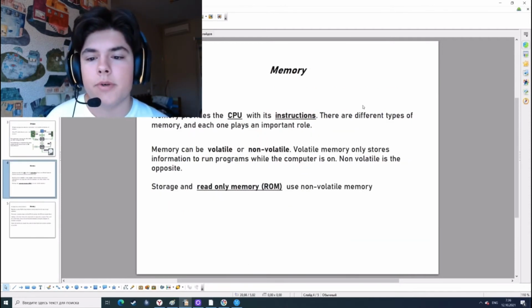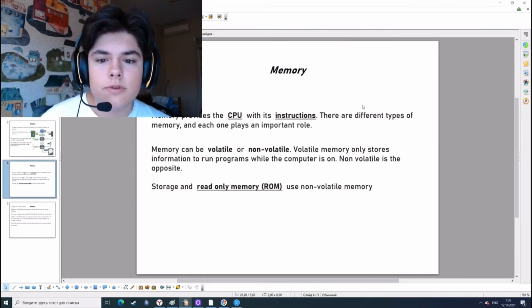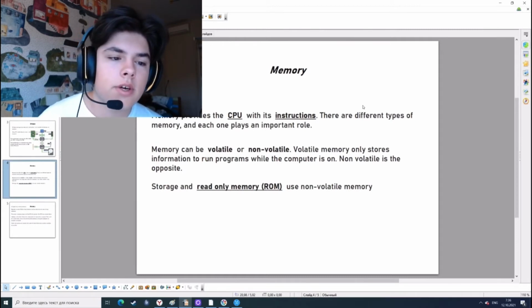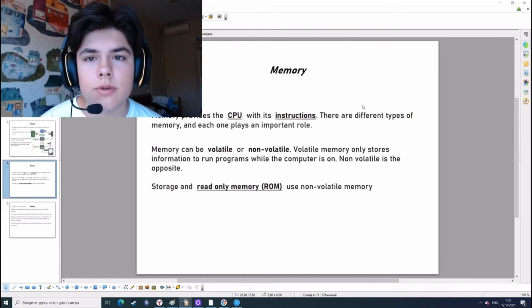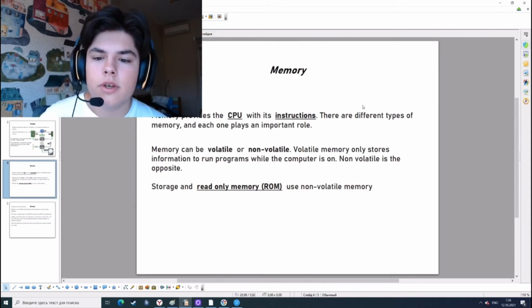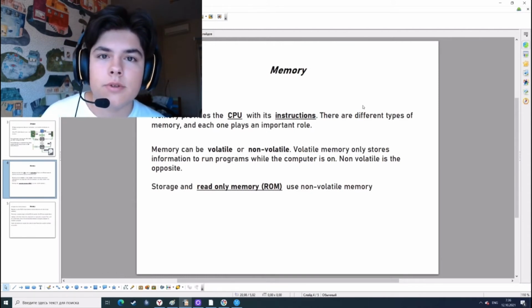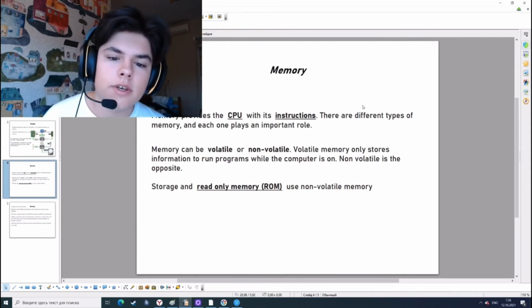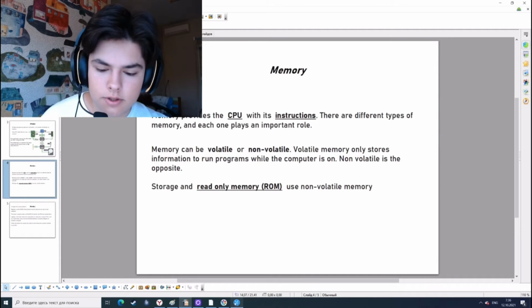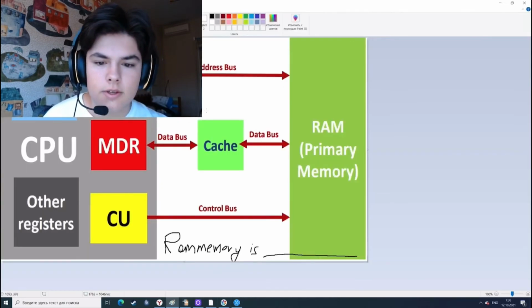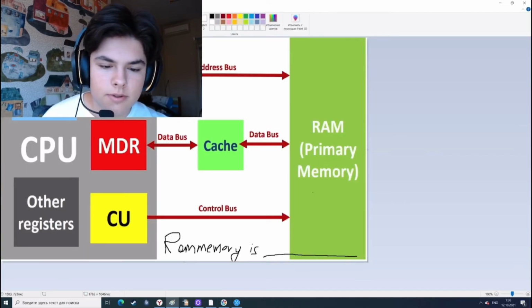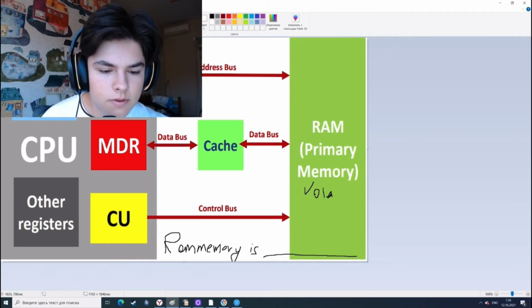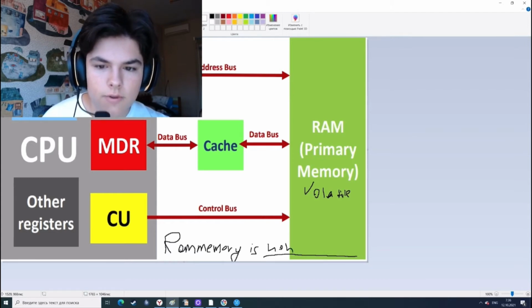Now we talk about memory. Memory provides the CPU with its instructions. There are different types of memory, such as storage or just memory, and each one plays an important role in a PC. Memory can be volatile and non-volatile. You see, RAM is volatile, and ROM memory is non-volatile.